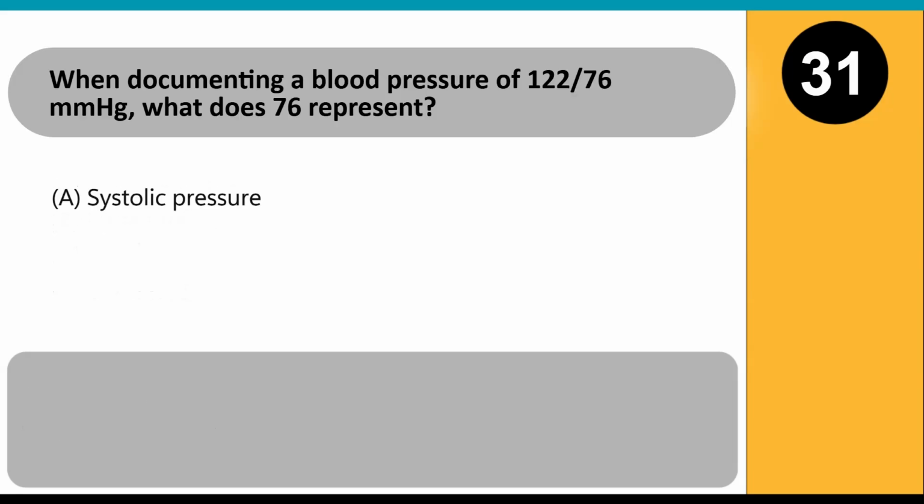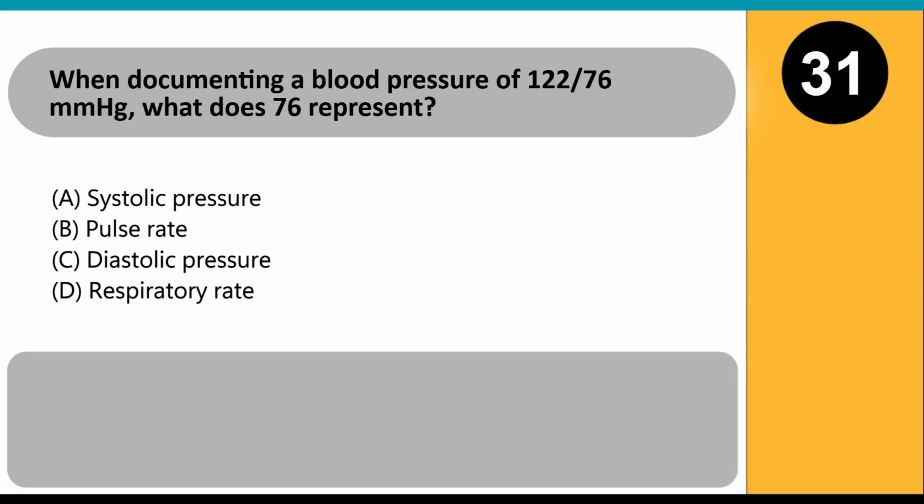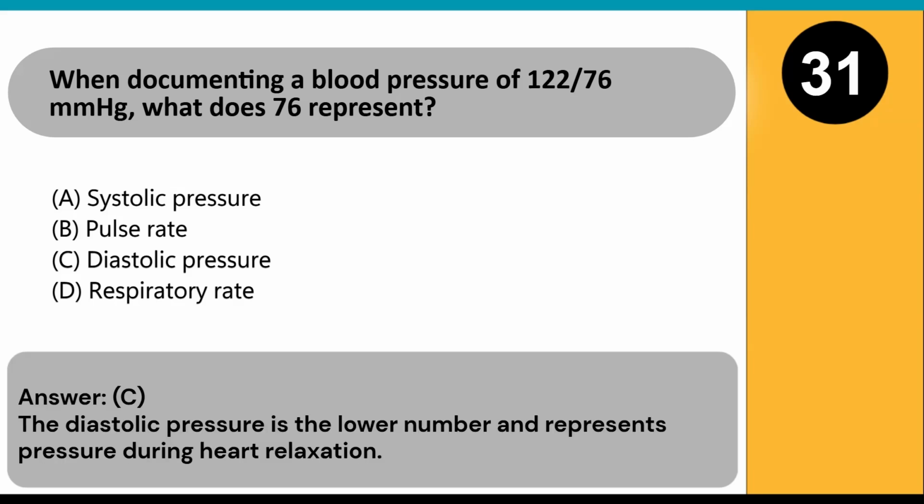When documenting a blood pressure of 122/76 mmHg, what does 76 represent? A. Systolic pressure. B. Pulse rate. C. Diastolic pressure. D. Respiratory rate. Answer C. The diastolic pressure is the lower number and represents pressure during heart relaxation.